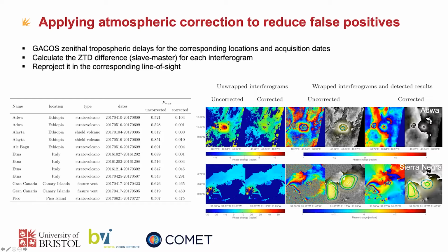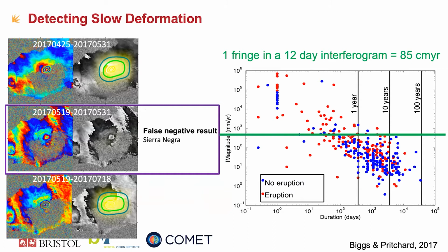However, there's also some false negative. For example, in this result from the Sentinel graph, you can see that in the middle one, which shows only one fringe here, it acquired only like 12 days. It didn't have many fringes, and didn't have enough features that the CNN can detect.